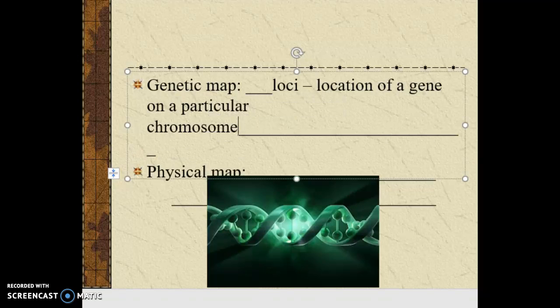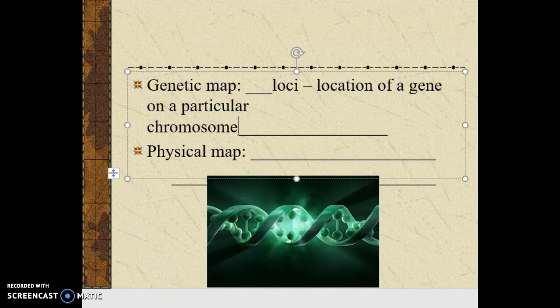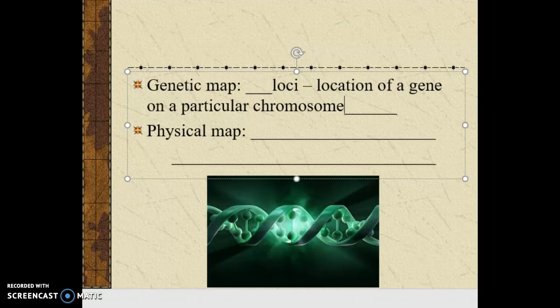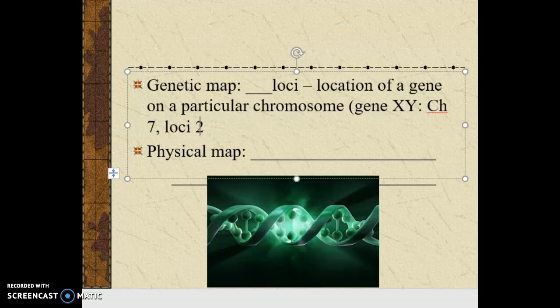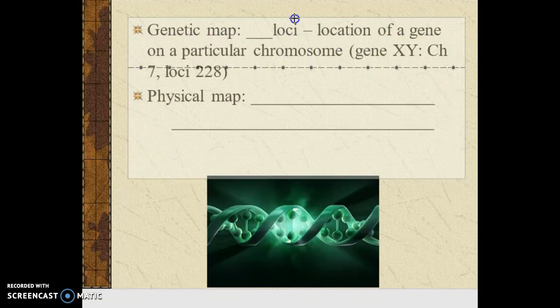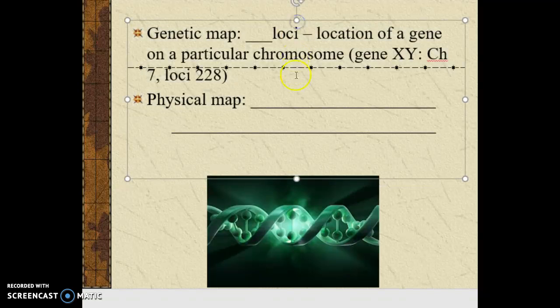So is it, I'll just throw out a couple easy examples for us to just put into perspective. It might be, and I'm just going to call it gene XY on chromosome 7, loci 228. So it gives us an idea of where that gene sits. Where does it rest upon that particular chromosome? And if we want to find it, where do we need to go?